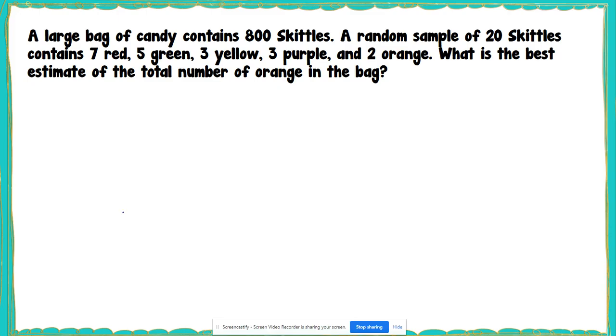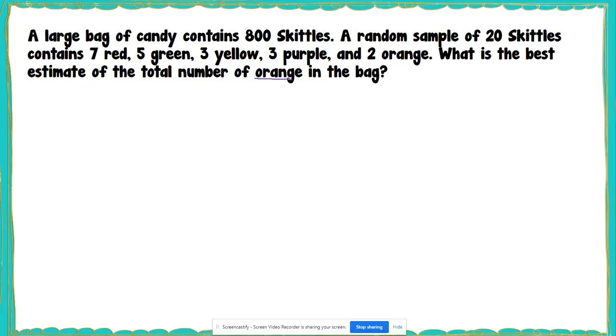Next, we have a large bag of candy that contains 800 Skittles. A random sample of 20 Skittles from the bag contains 7 red, 5 green, 3 yellow, 3 purple, and 2 orange. What is the best estimate of the total number of orange in the bag? Well, for this, we need to look at what we know.